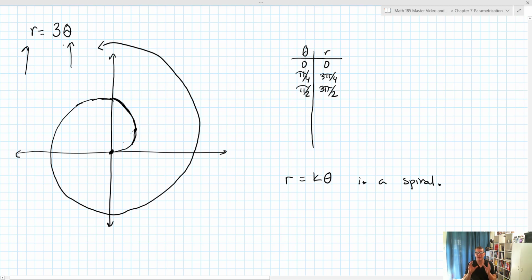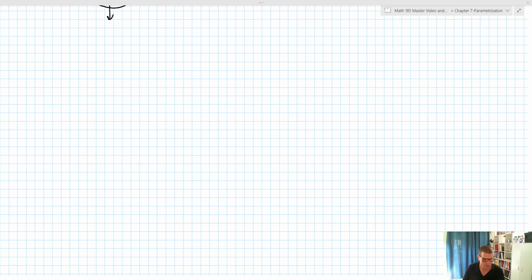Okay? And we kind of see what that relationship is. Kind of a neat relationship. Now, let's look at another example. Let's say, for example, that what I'm looking at is r equals 2 cosine theta.